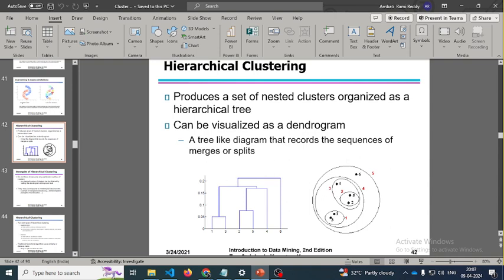This dendrogram is a kind of tree-like diagram that records the sequence of merges or splits. But here, this is not a tree shape. This is a cluster shape only. But inside the clusters, you may have some subclusters.